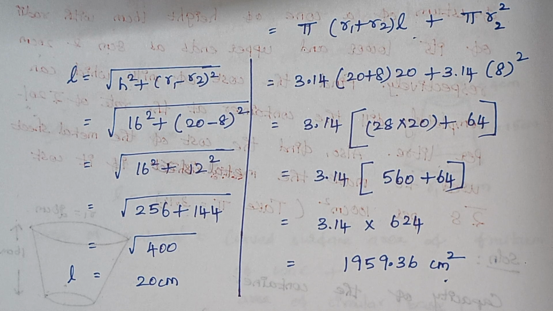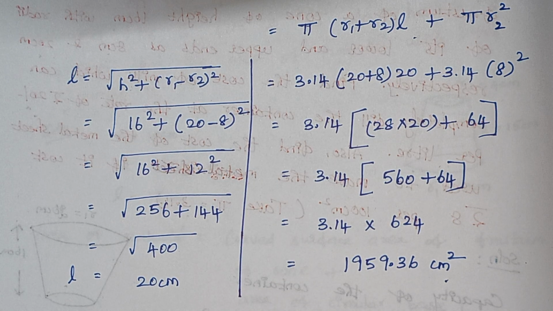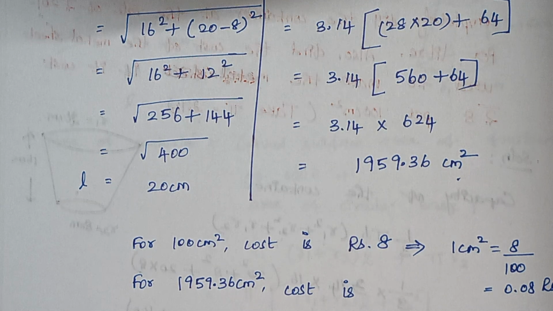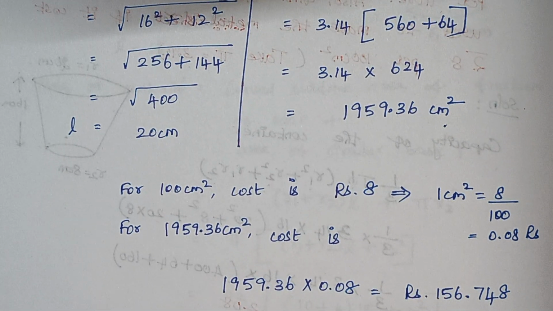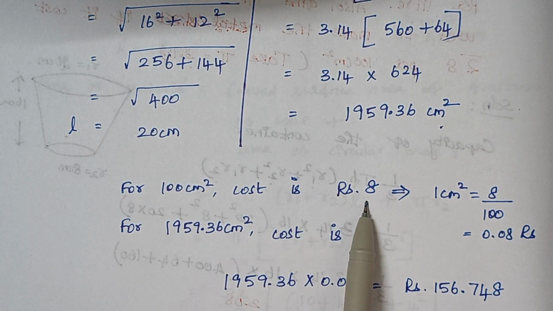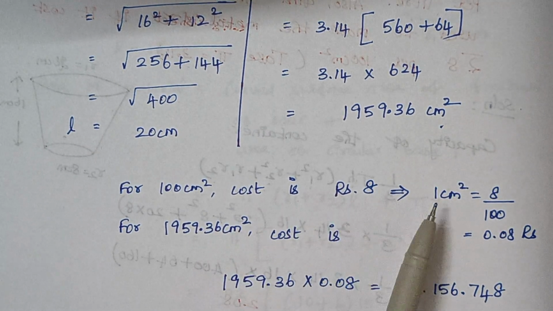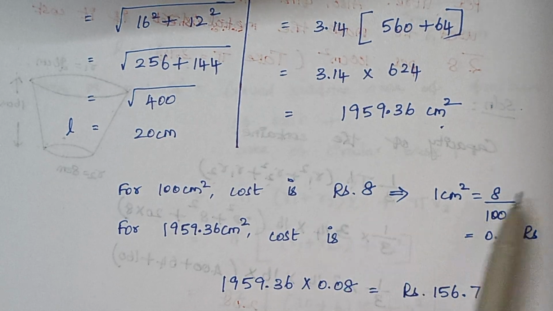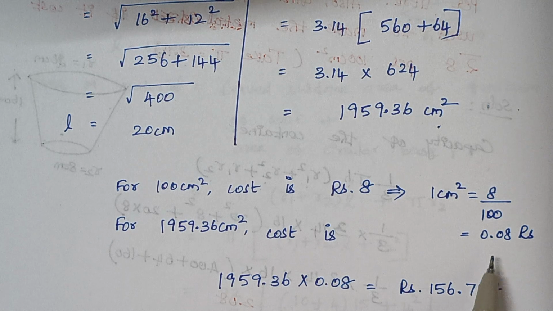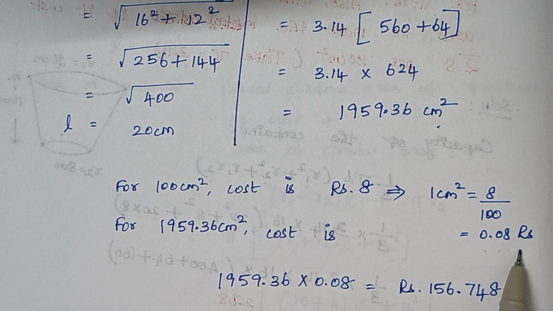Now we have to calculate. So you see what is given in the problem. For 100 centimeter square, the cost is 8 rupees. Therefore, for 1 centimeter square, you have to divide this 8 by 100. So, for 1 centimeter square, the cost is 0.08 rupees.